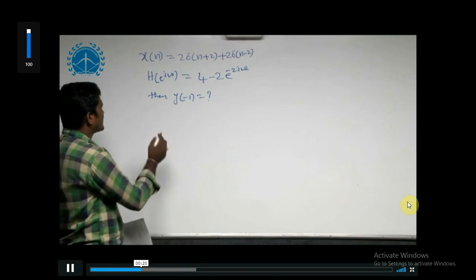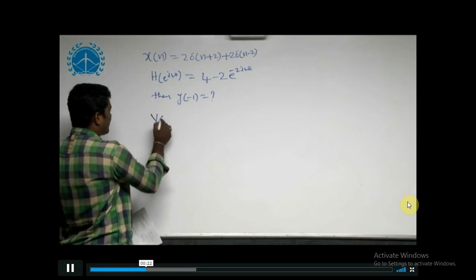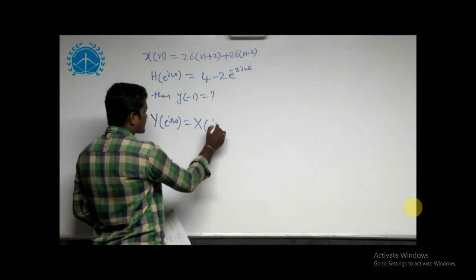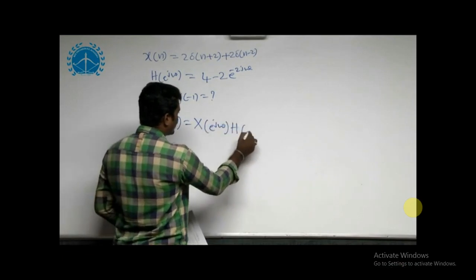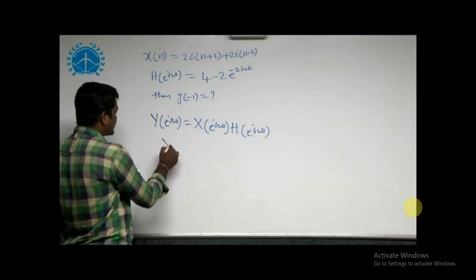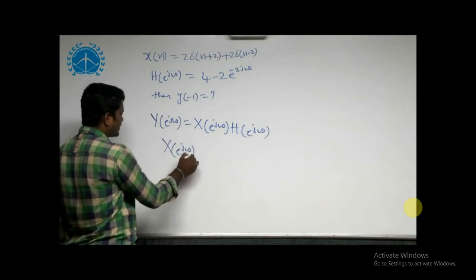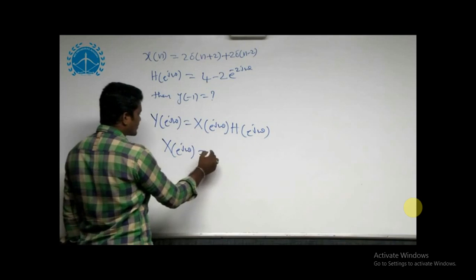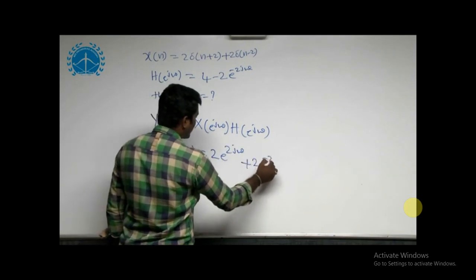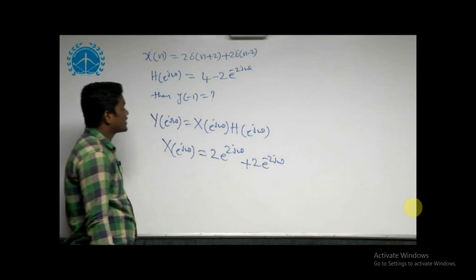Okay, right. We know that Y(e^jω) = X(e^jω) · H(e^jω). Then what is X(e^jω)? It is the DTFT of this signal, so 2e^(2jω) + 2e^(-2jω).